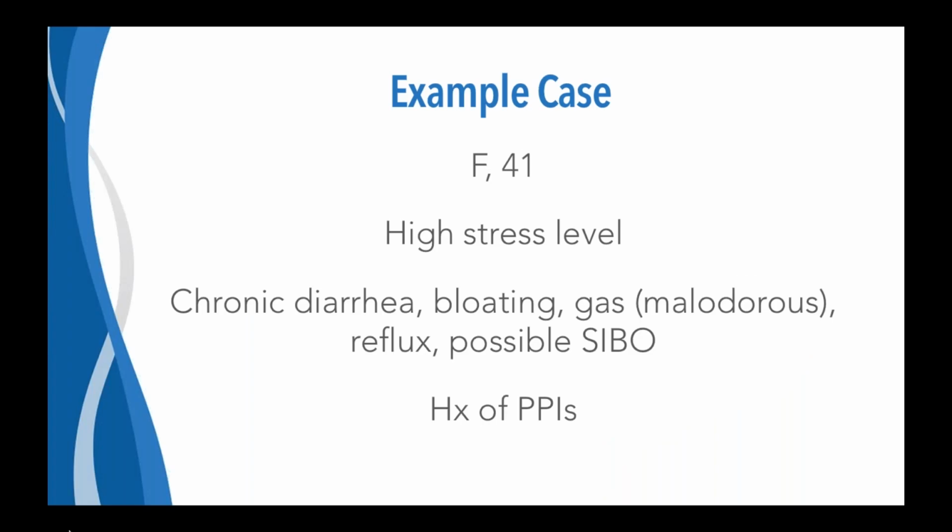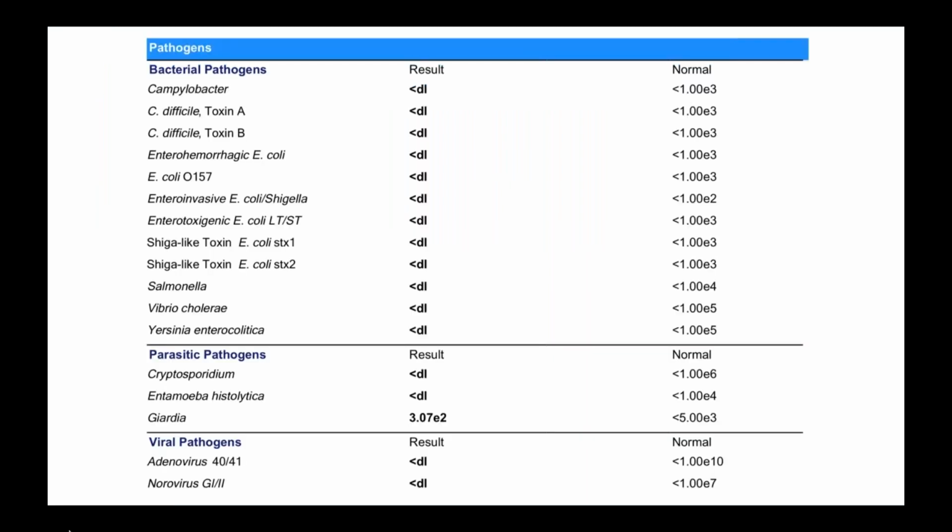So I want to dive into a couple of cases here just to start illustrating some of these patterns that we see and how that can relate to symptoms and conditions. These are just very quick examples that we're going to be going through. This first one is a 41-year-old female with a very high stress level. She reports chronic diarrhea, chronic bloating, lots of gas production, especially malodorous gas, and acid reflux, and it's suspected that she may have SIBO, although that has not yet been confirmed in this case. She also has a history of being on proton pump inhibitors. And these are the results from her GI map.